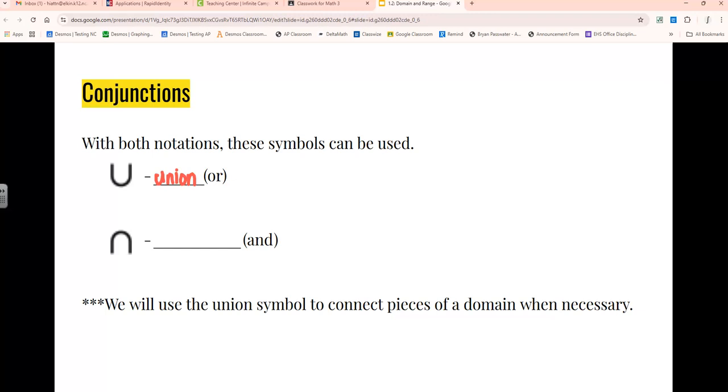And if the U is upside down, it's the intersection. And it is like saying and. Pretty much for domain and range, we're going to be using that union symbol. I just wanted to give you both of them here because they kind of go together whenever you're learning these things. But we'll pretty much be using the U to mean or for that.